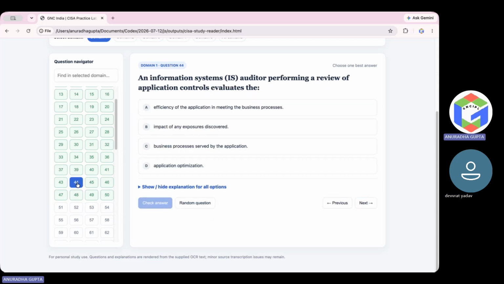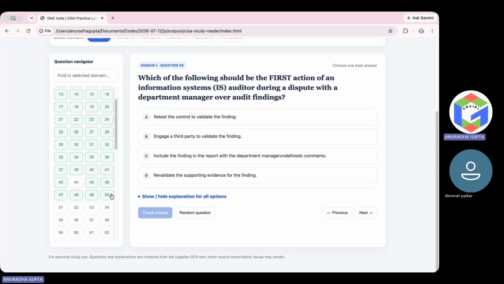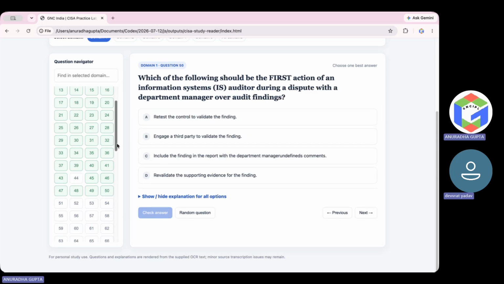So we have not completed question number 44, because it is not marked. We have not selected the option, I think. That's why it is not marked. But we have discussed it, right? We have discussed performing a review of the application. 15 minutes we have discussed this question only.